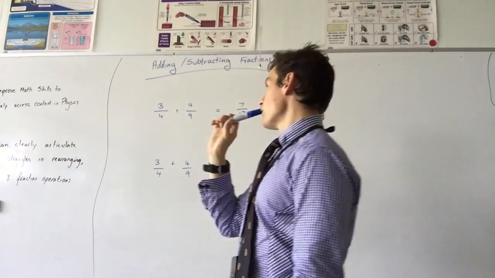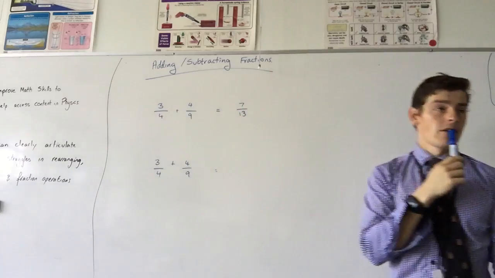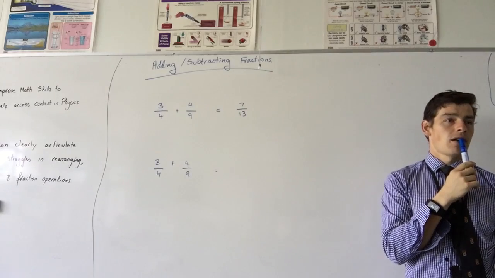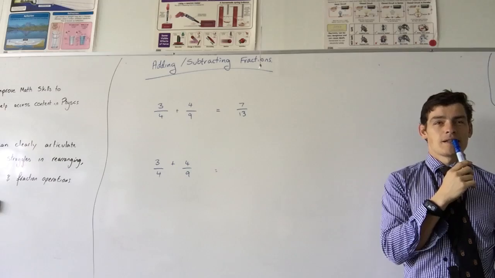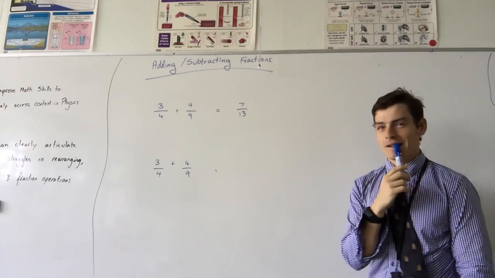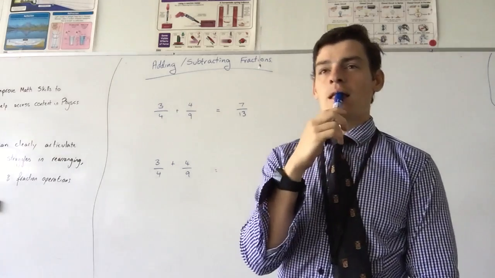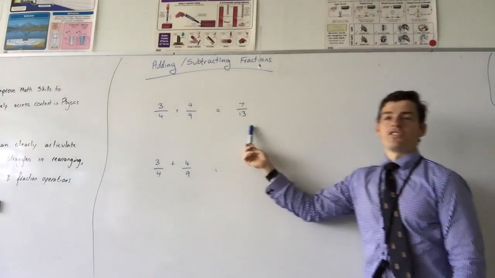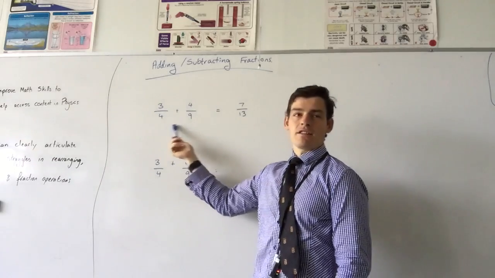3 over 4 plus 4 over 9 equals 7 over 13, right? Doesn't it? No. Why not? The fractions aren't equal. Okay, good. That's what I often see. Start of every year, I see that.